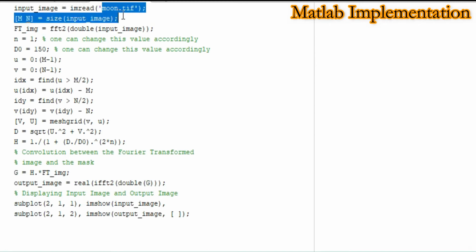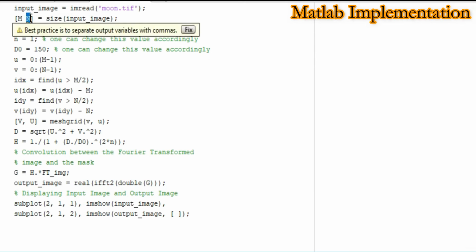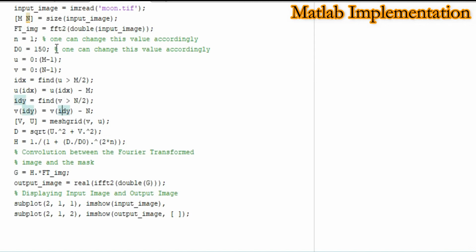Here I am reading an image, moon, of TIFF format. First I get the size of the image, that is height and width, with height represented by m and width represented by n. Before performing the filtering operation, we first need to transfer the image into the frequency domain. So first we perform the Fourier transformation, which is represented by FFT2. FFT2 is a MATLAB function for transferring the image into the frequency domain. So first we transform the image.